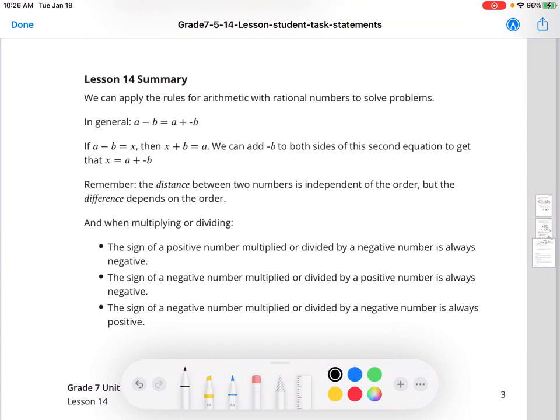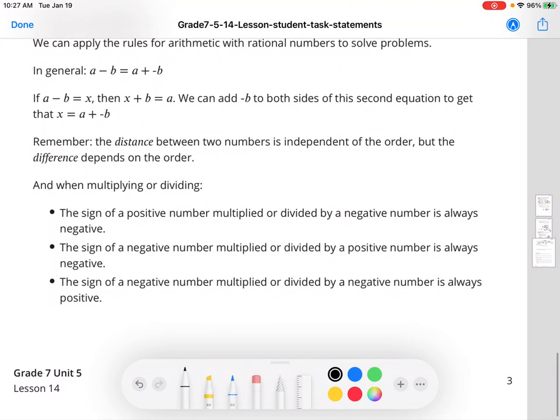So in the lesson 14 summary, it just says we can apply the rules for arithmetic with rational numbers to solve problems. So a minus b equals a plus negative b. So if a minus b equals x, then x plus b equals a. We could add negative b to both sides of this second equation to get x equals a plus negative b, so that we could solve for x.